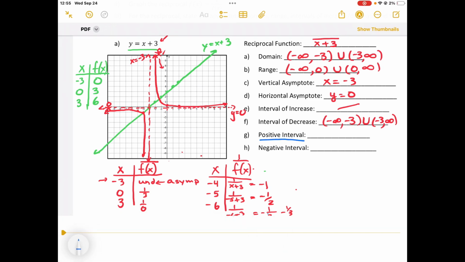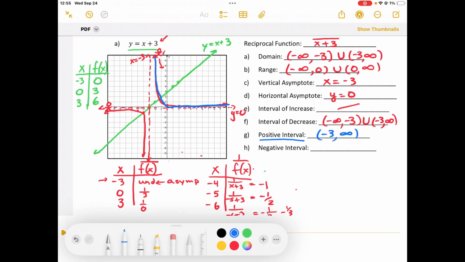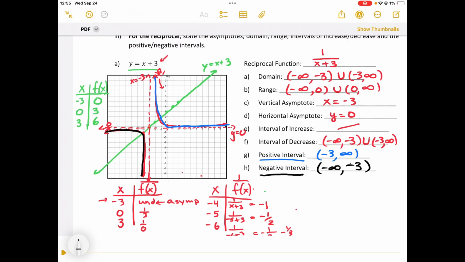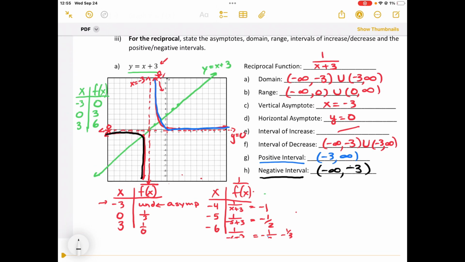The last piece is the positive part. That is where the graph is above the x-axis, which is the part that I am highlighting in blue, from minus 3 to infinity. And then the part that I'm going to highlight in, let's use black, this part right here, all of those y values are below the x-axis or they are negative. So that is from minus infinity to minus 3. And that is an example of a reciprocal function.